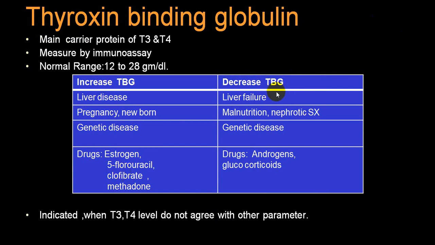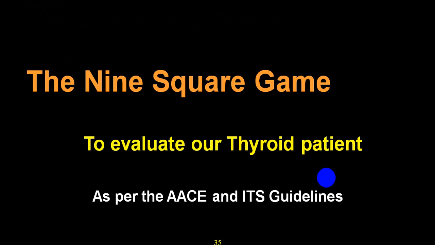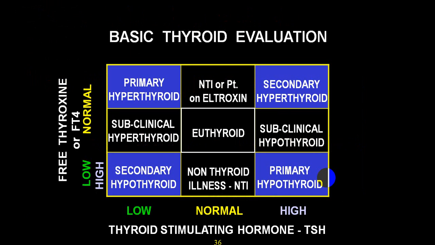While in a late stage of liver disease, TBG will be low. Malnutrition, nephrotic syndromes, and a person who is on androgens or glucocorticoids, TBG may be low. And when TBG is low, free thyroid level, free T3, T4 level will increase. You have to keep this thing in mind. Now we are going through something very important, simple.